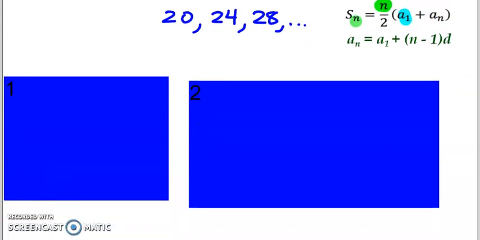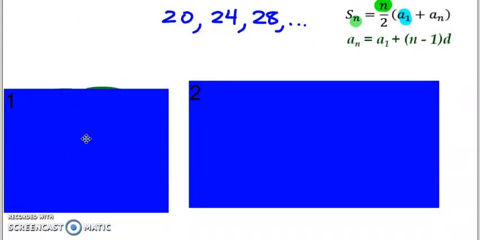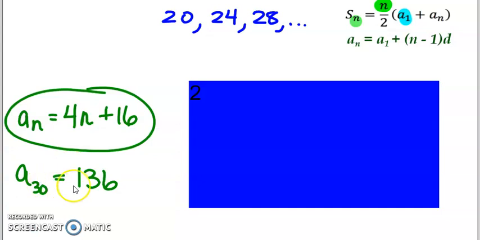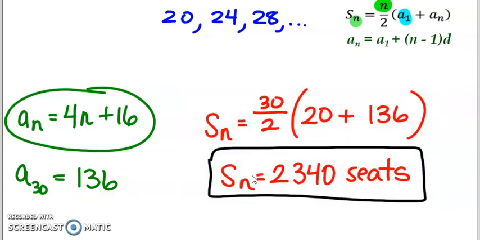Well, let's go ahead and do that. If I know my first term is 20 and the common difference is 4, and I plug that information into this green formula here, this is my explicit formula that I would result in. So my 30th term then would be 136. Well, now that I have the 30th term, I've got everything I need to plug it into my summation formula, and we would get 2,340 seats.